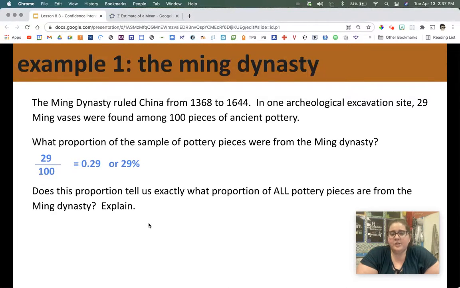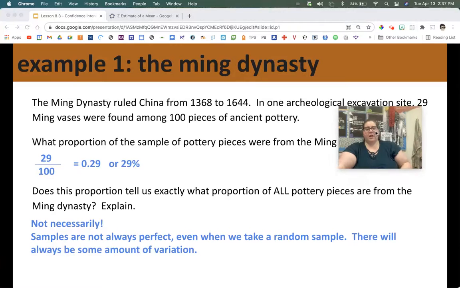So does this proportion or percent tell us exactly what proportion of all pottery pieces in the entire excavation site are from the Ming Dynasty? So basically, is 29% what is true for sure for the whole population? So is it absolutely, positively, exactly 29% for all the pieces? And the answer is not necessarily, right?